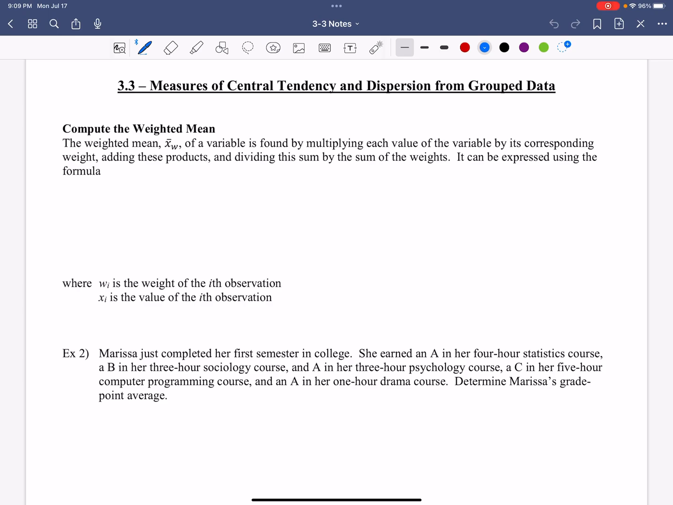We're just taking a little bit out of this 3.3. We're just doing weighted mean. That's the only thing that we're pulling from this section. All right. So there's a lot of other things in this section. It's just not things that we're going to cover. The only thing we're going to talk about is weighted mean.